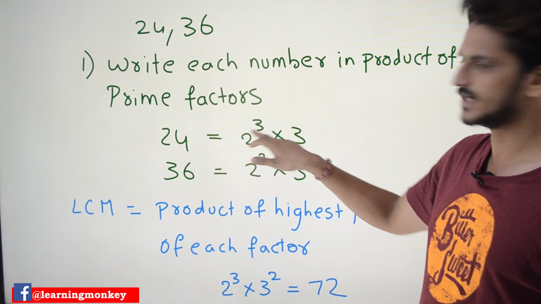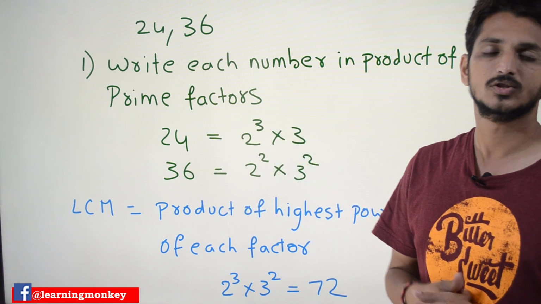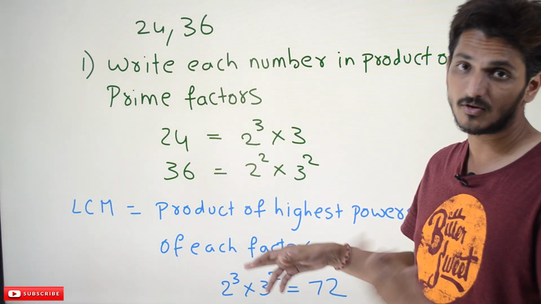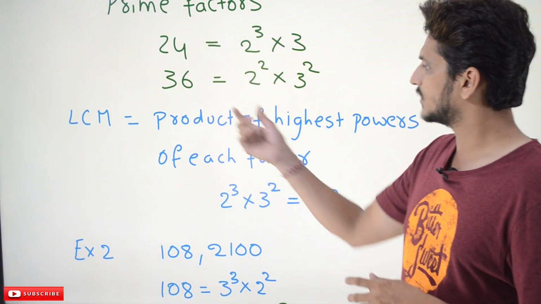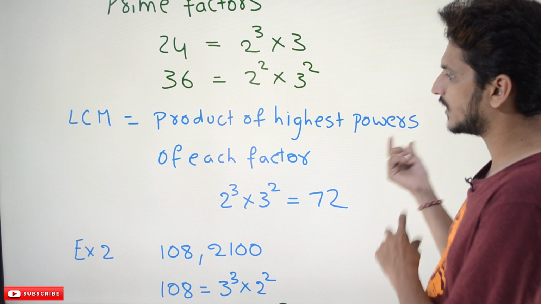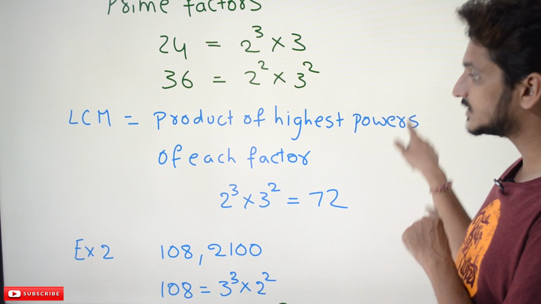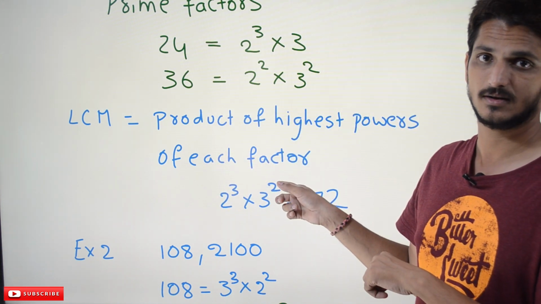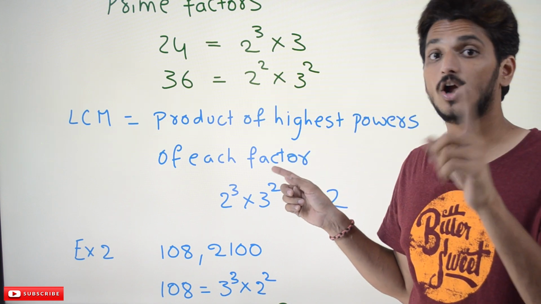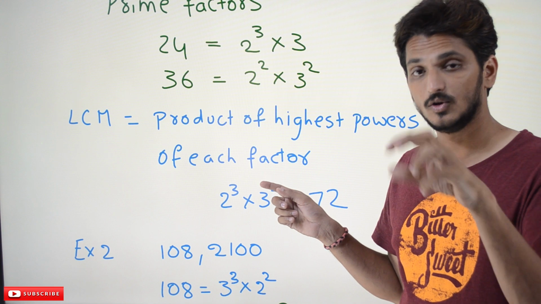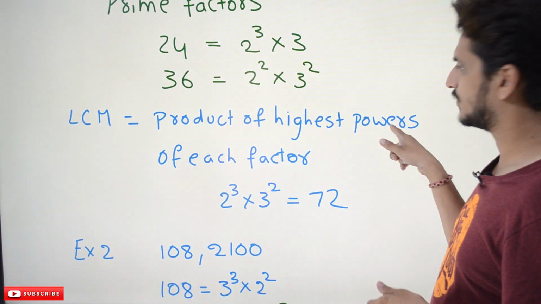So 24 can be written as 2 cube multiplied by 3. 36 can be written as 2 square multiplied by 3 square. So we have written 24 and 36 as products of prime numbers. Out of this, in GCD we selected the product of the lowest powers of common factors. But here in LCM, it is the product of the highest powers of each factor. There is a difference. We have to pick the highest powers of each factor, not just common factors.